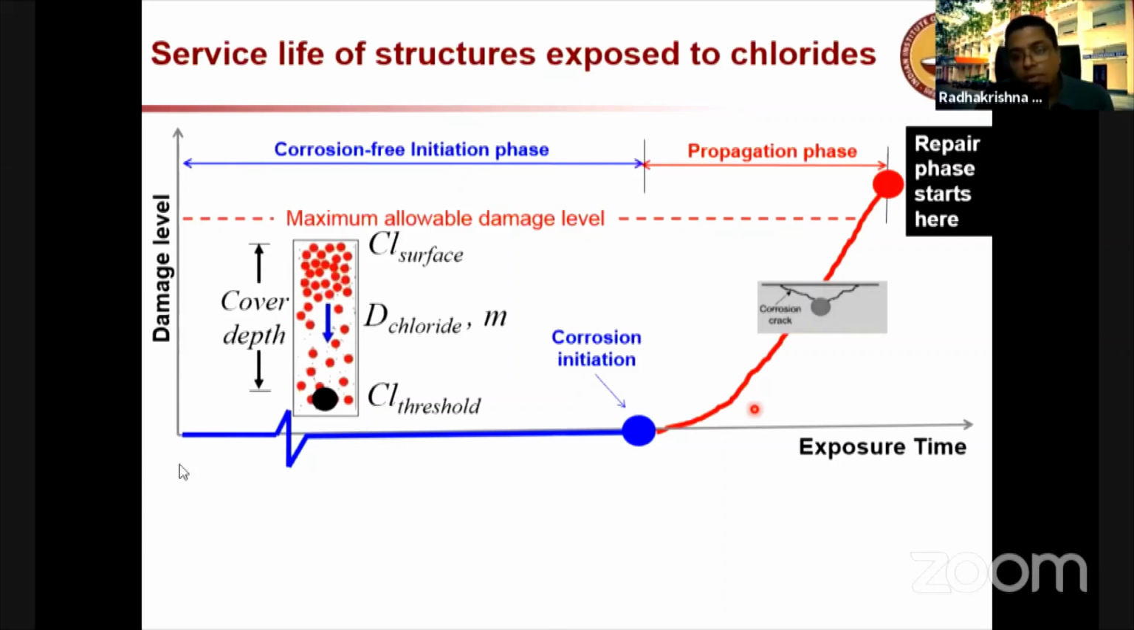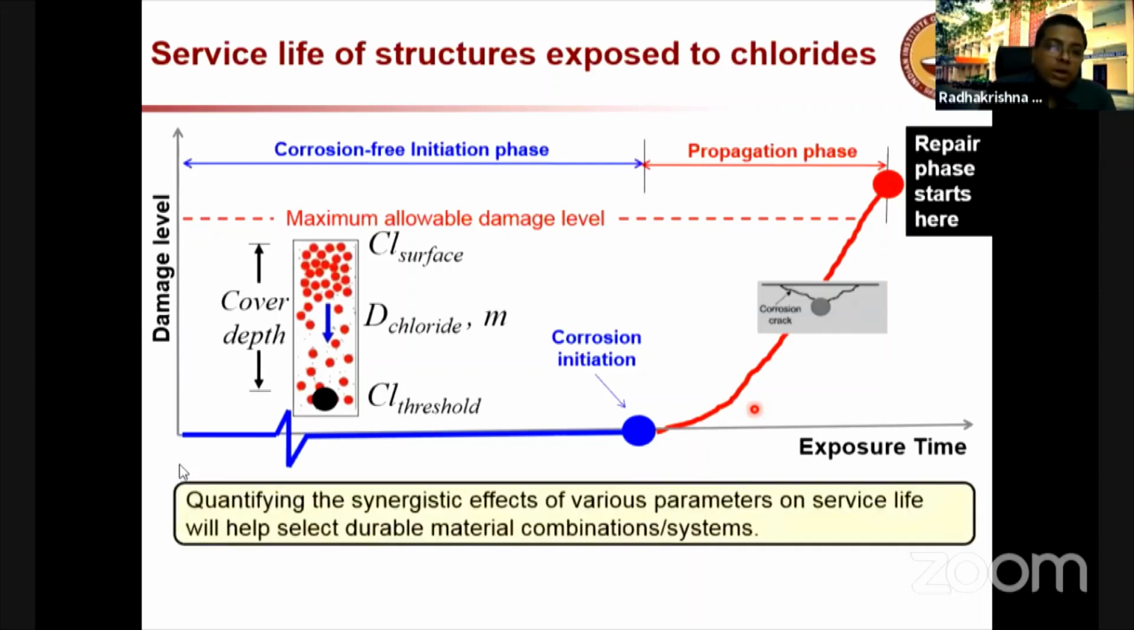Typically, even worldwide, we say that the corrosion propagation phase can be just about 6 to 10 years, whereas the corrosion initiation phase can be very, very long, depending on the type of steel and the type of concrete cover which we provide. So when we talk about service life, we have to look at the synergistic effect of all these parameters. It's not that you just talk about one parameter and then make the comparison that this concrete system is better than the other reinforced concrete system. We cannot do that. We have to look at the synergistic effect.